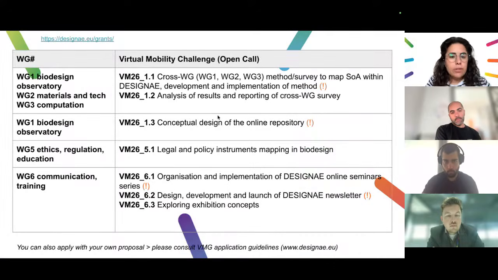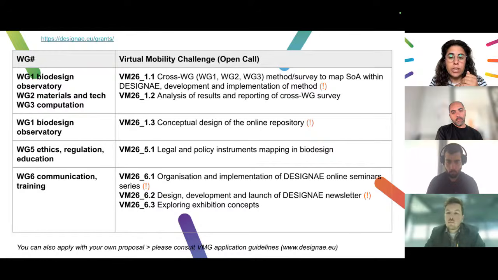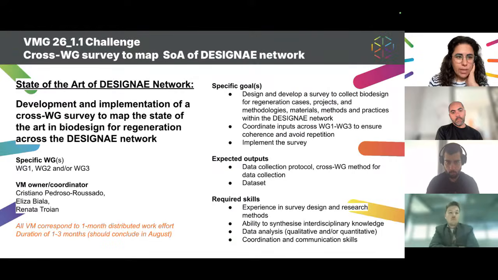So we have 7 virtual mobility challenges for you to go through to understand if this fits within your interests. If none of them fits your interest, you can also apply with your own proposal. But you have to check also the virtual mobility grant application guidelines, which are online. So I'll go through very quickly each of these virtual mobility grants.